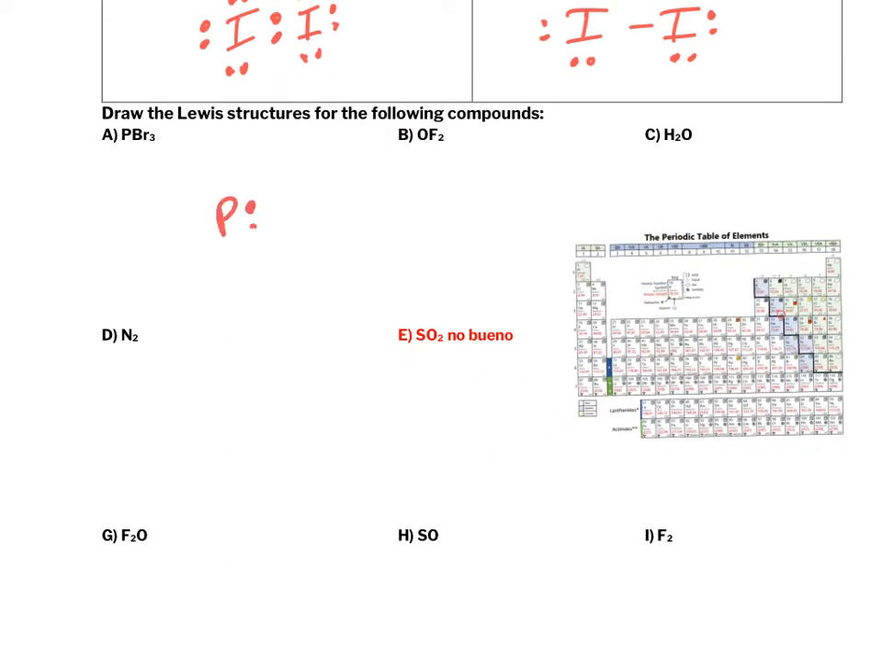P, 5 valence electrons. Can be very similar to nitrogen. And then Br has 7. So those 3 Brs will connect on, well, let's make them blue so we know whose is whose here. Share 1, and then have a bunch on the outside.